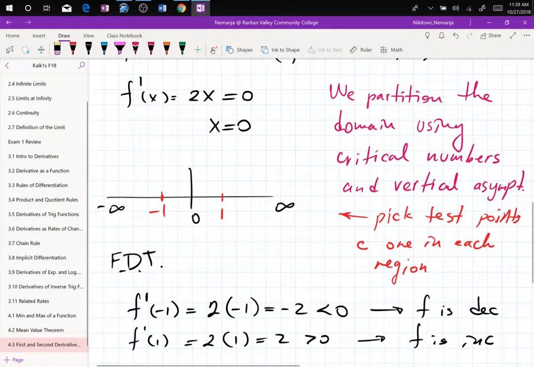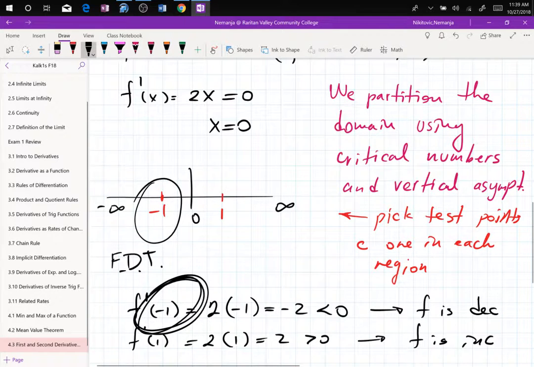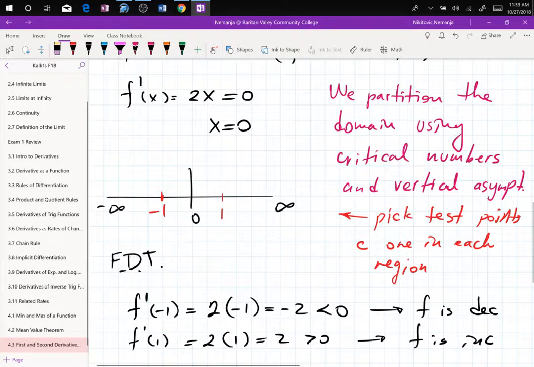Do you all see what I've done? I went back to the graph and I said for the -1 test point, I have decrease. So on that partition, I have decrease. On the other one, I have increase. What do you get for free from this information?